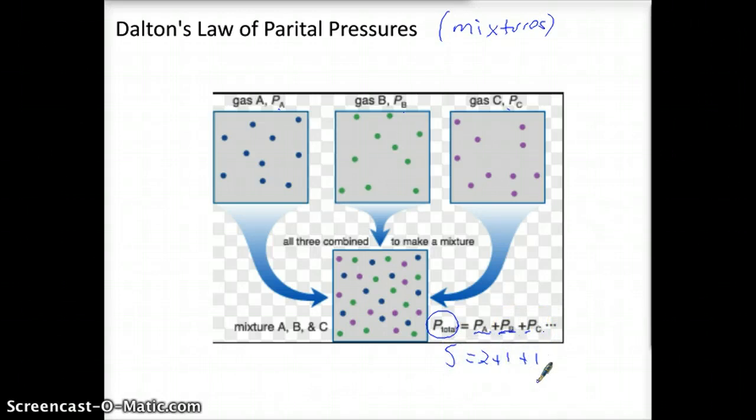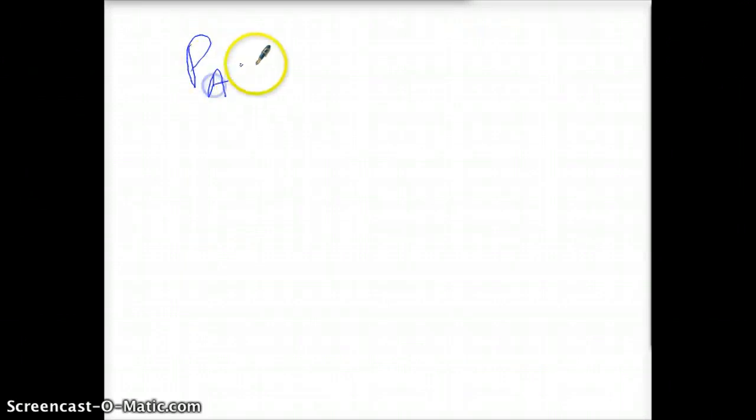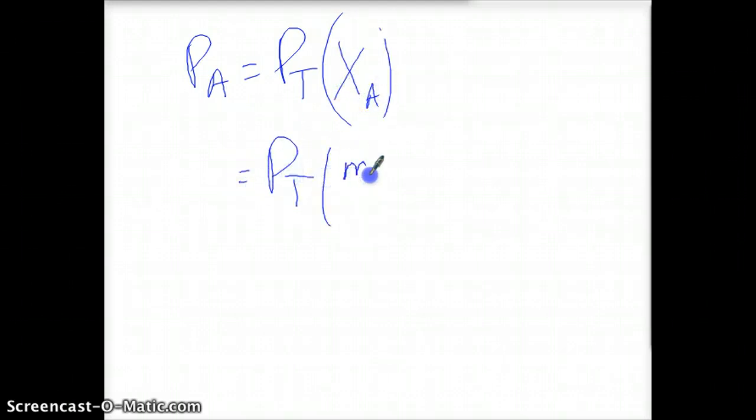Well, now how do we figure out the partial pressures? Well, they depend on how many moles you have. The more moles, meaning the more molecules you have, the higher the pressure of the gas will be. So that's another way that we can represent Dalton's law of partial pressure. So for example, let's say we wanted to know the partial pressure of gas A, these blue dots here. The partial pressure of gas A would be equal to the total pressure times what's called the mole ratio, which we label with an X, which is the same thing as the total pressure times the moles of A over the total moles.